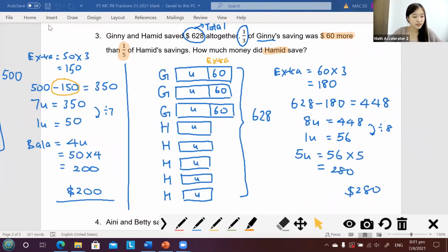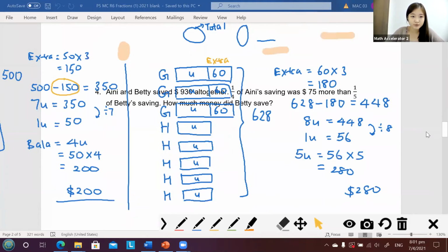So do your corrections if you didn't get the answer. Those of you who chose 348, do you know who you found? You found Guinea. That is for Guinea, the 9 of you who chose 348. But that's not answering the question. How much money did Hamid save? So look for 5 units. Good. So for those of you who got the answer, well done. Let's move on to question 4.